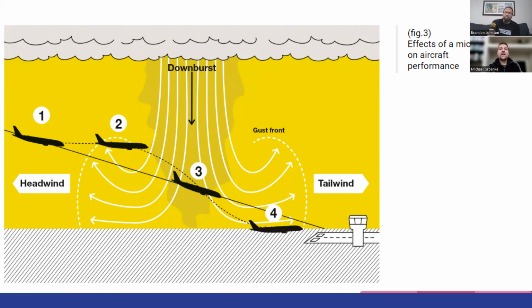Because it doesn't have to be. We talked about last time how it was considered a severe thunderstorm would be if you have winds in excess of 60 miles an hour or 1 inch or greater hail. It doesn't have to be a severe thunderstorm to have a random microburst.